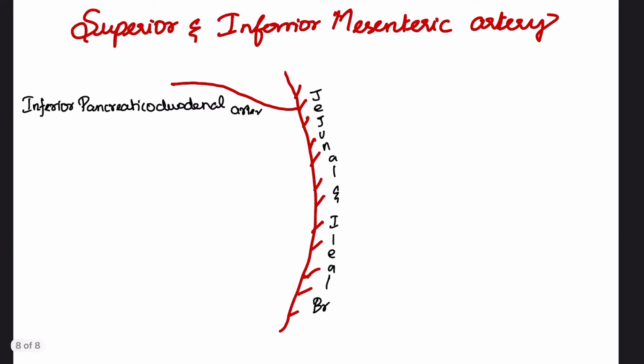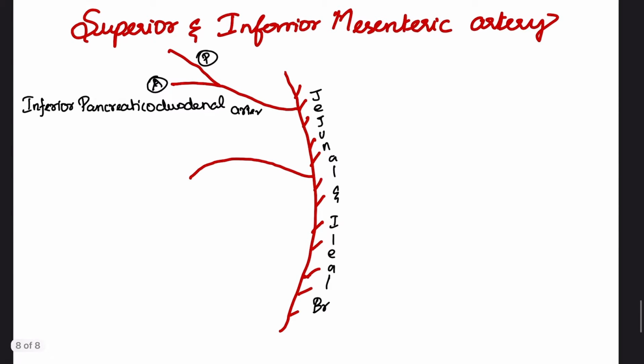This inferior pancreatico-duodenal artery is divided into anterior and the posterior part. This is anterior and this is posterior part. Next, on the concave side of the superior mesenteric artery, there is middle colic artery.